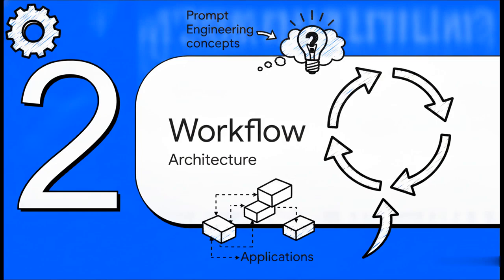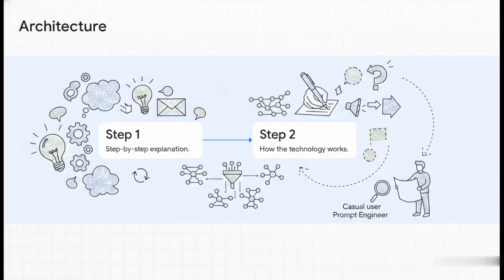Moving right along to part two, unpacking the workflow. Okay, so here is the hidden engine behind it all. Step one is input formulation. That's applying those core concepts we just talked about. Step two is context processing, which is where the model parses through all your constraints and data. But here's the real secret to this whole workflow, the iterative loop.